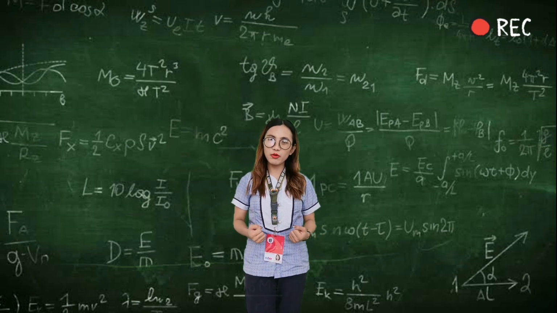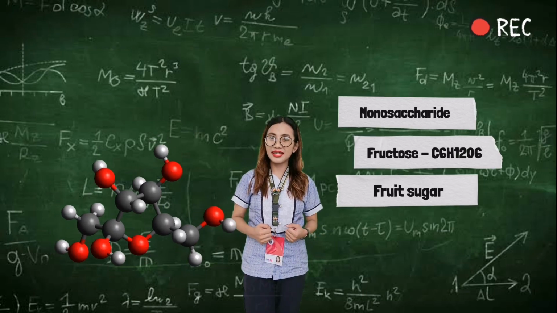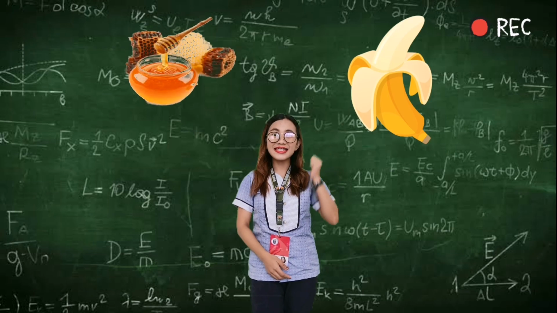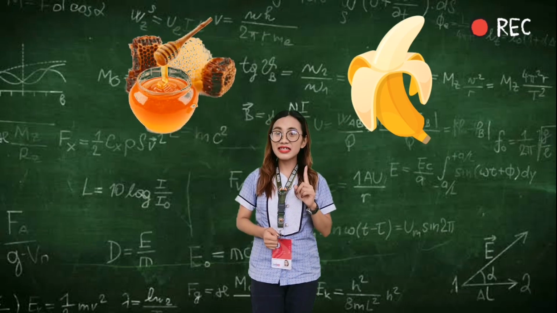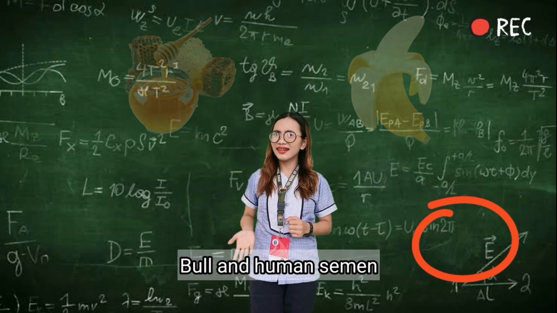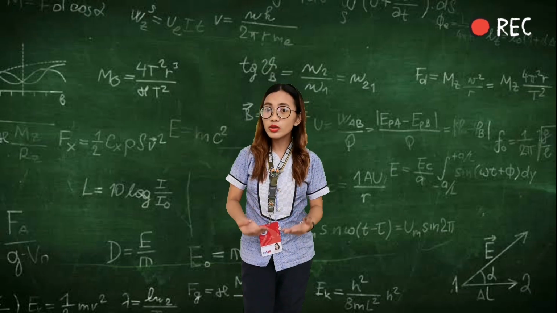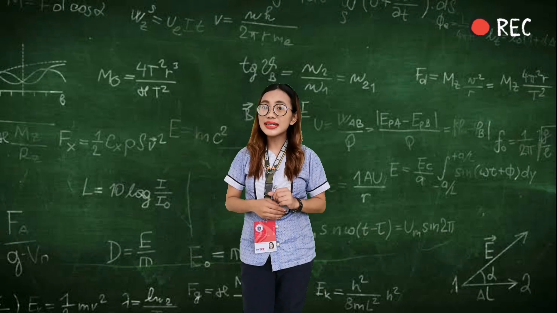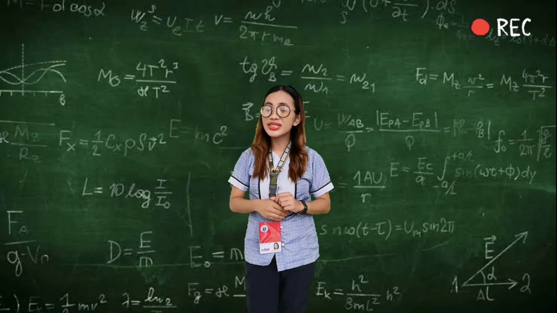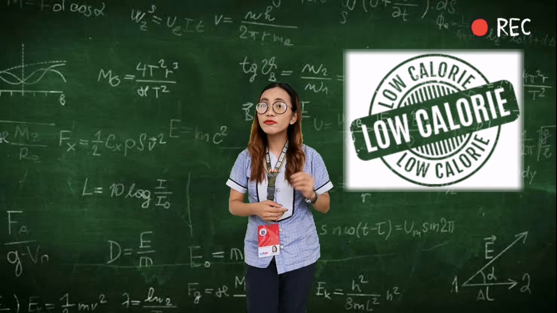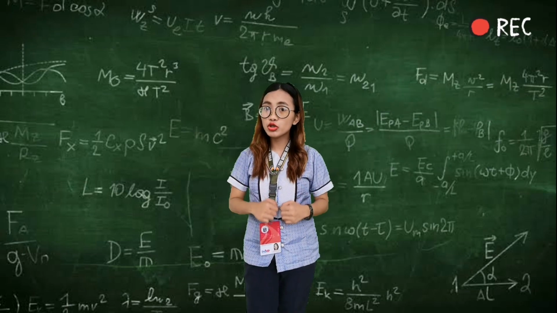Another example for carbohydrates is fructose. Fructose is commonly known as the fruit sugar. It is found in fruits, honey, and the like. It is also the sweetest among all sugars. Due to its sweetness, fructose is sometimes used as a low-calorie sweetener because less amount of fructose is used to form the sweetness that the table sugar does.